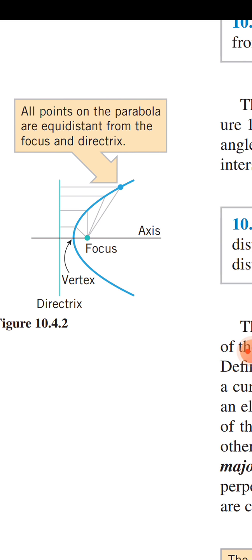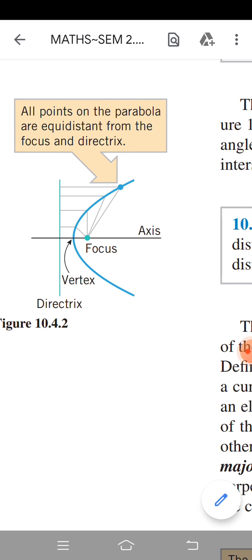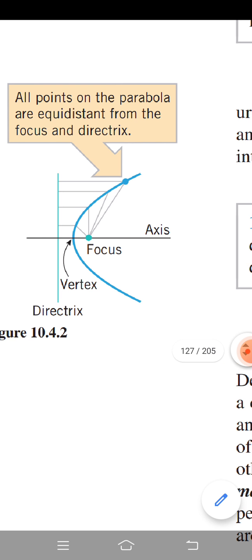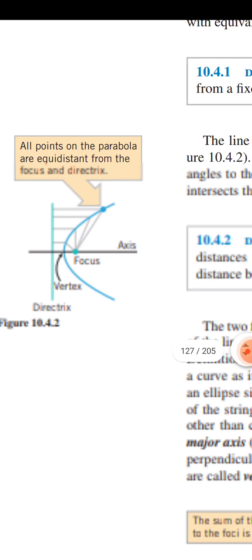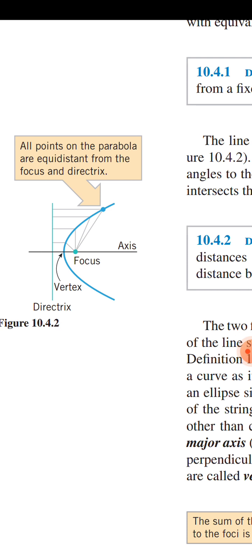So what about the focus? The focus is the point which is before the vertex. As you have seen, the focal axis, what is called the focal axis? The focal axis is that axis which passes through the focus. And what is the vertex? The vertex is that point where the parabola intersects the axis. And the directrix is the line which is perpendicular to the focal axis. So I hope you all understand.